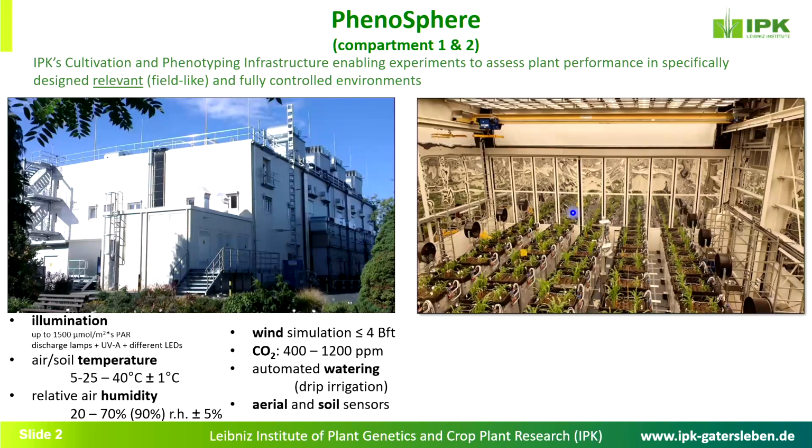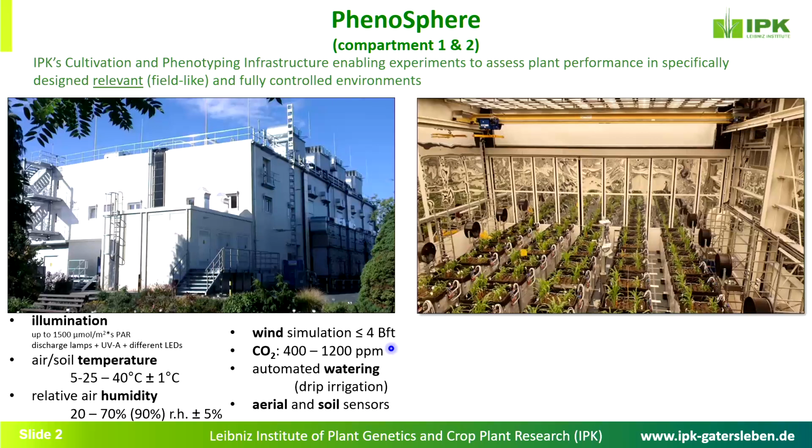Furthermore, we have a carbon dioxide distribution system, which in the future is targeted to be able to provide up to 1,200 parts per million of carbon dioxide content in this atmosphere, which should be enough, at least in the current predictions, to simulate the changing climate of the next 100 years. Watering is done in an automated fashion with a drip irrigation system. And furthermore, we have aerial and soil sensors with which we can monitor temperature, humidity, and light intensities throughout the system.